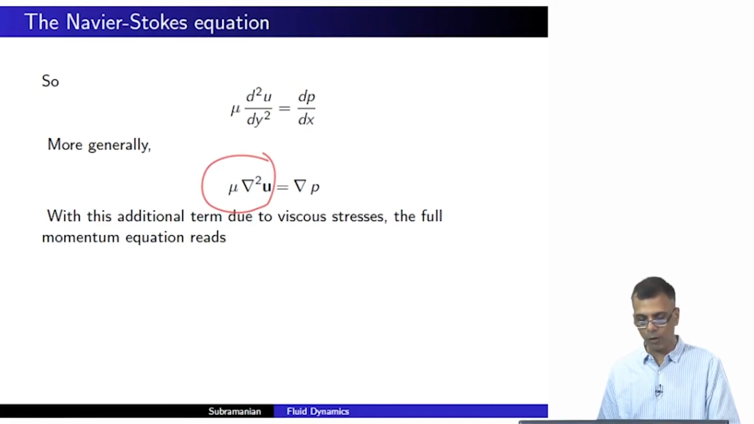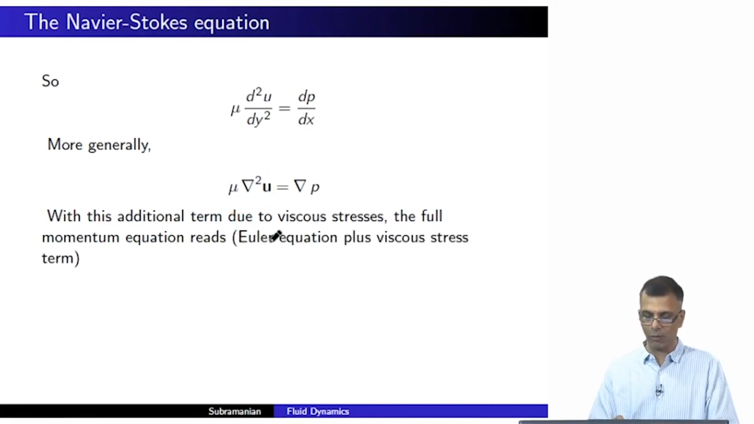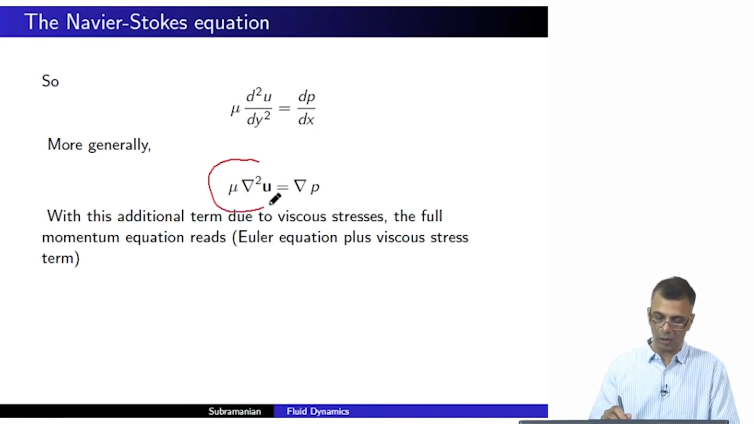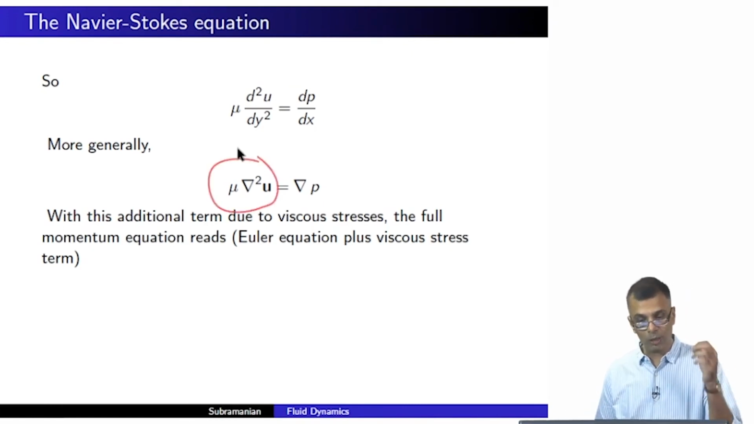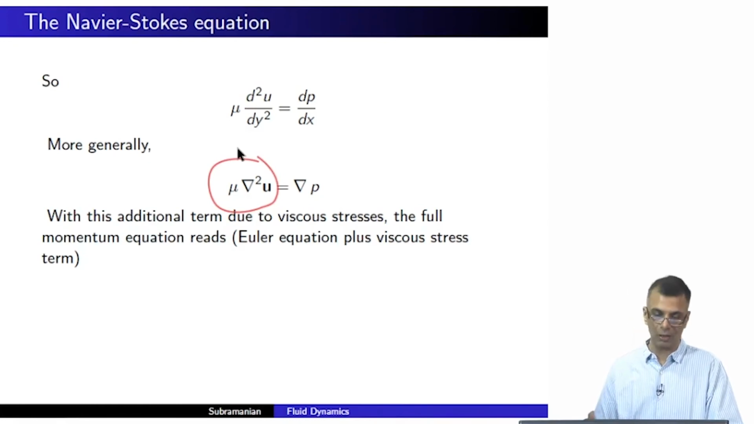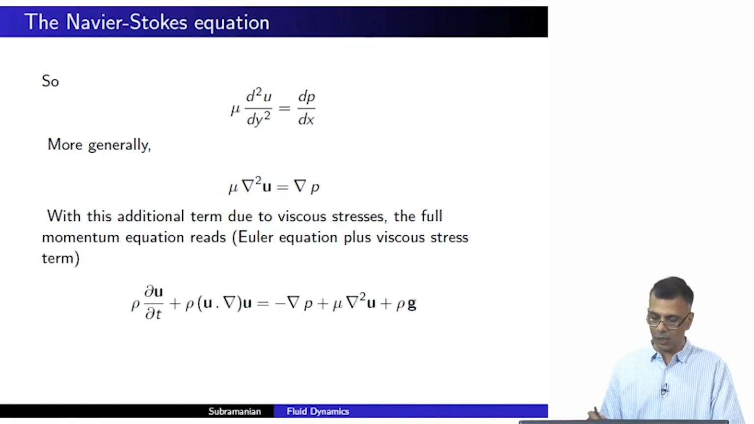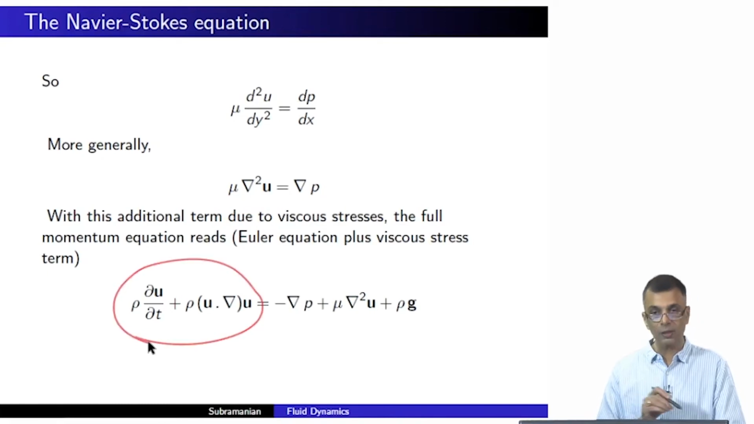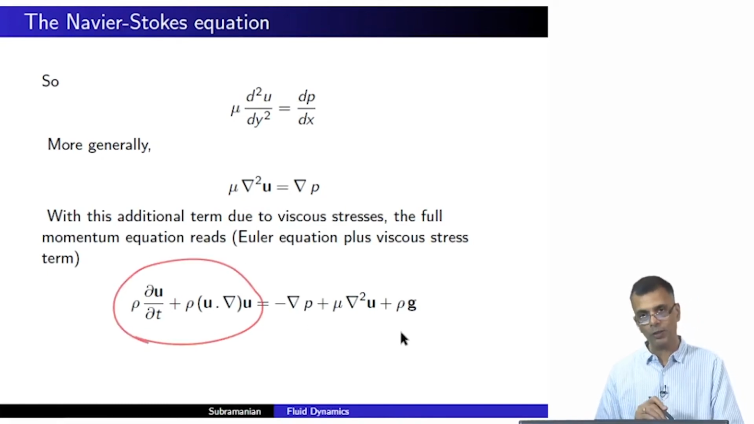And so the full momentum equation, in other words the Euler equation plus the viscous stress term, which we have now introduced here, is nothing but the Navier-Stokes equation. This now reads, we were already familiar with this. This is the ma term, and these are the forces.